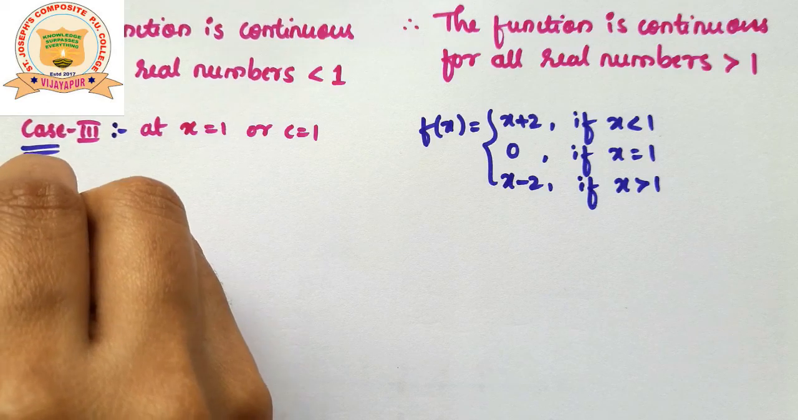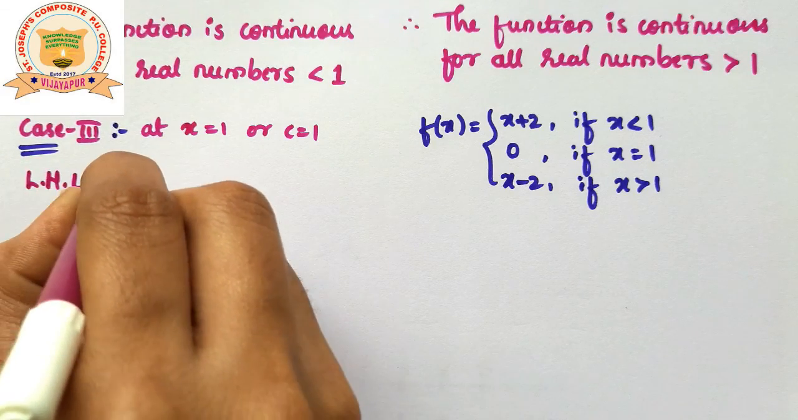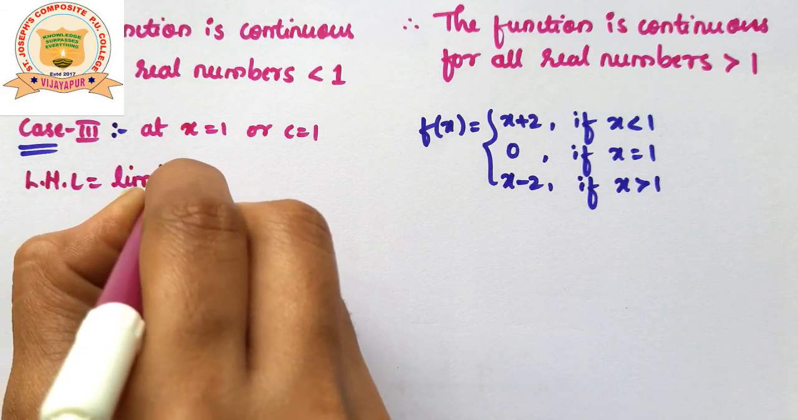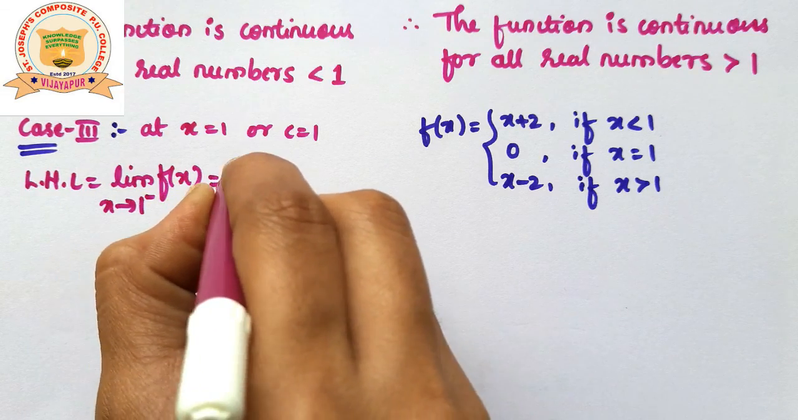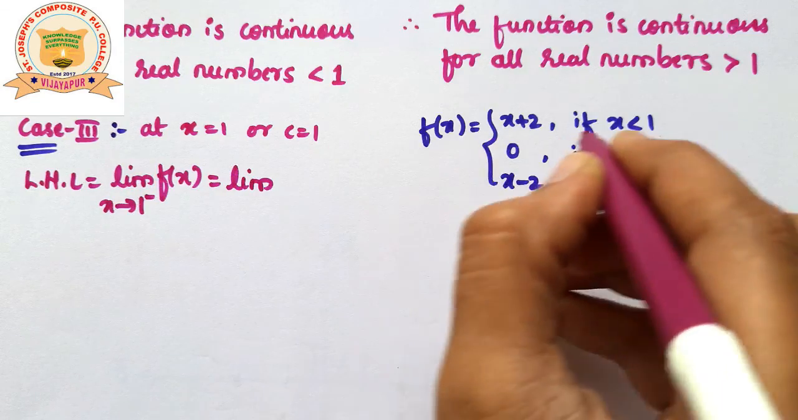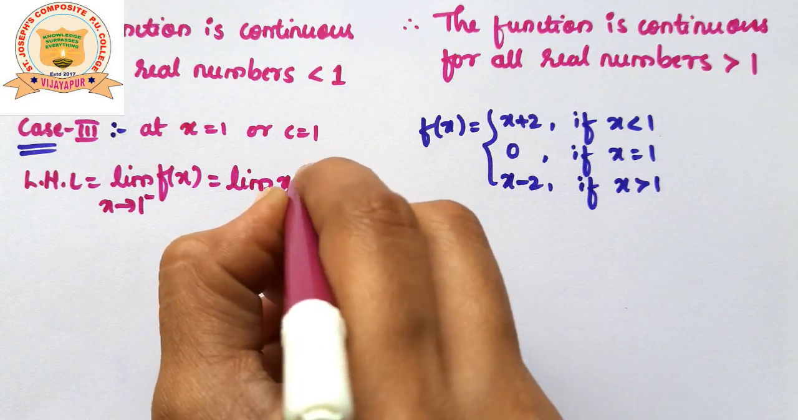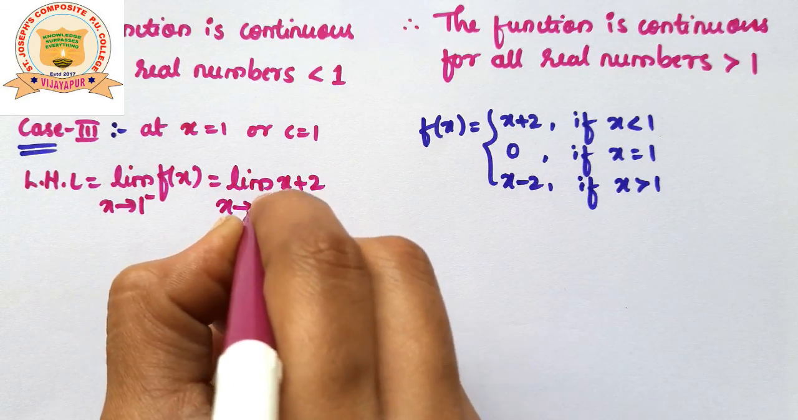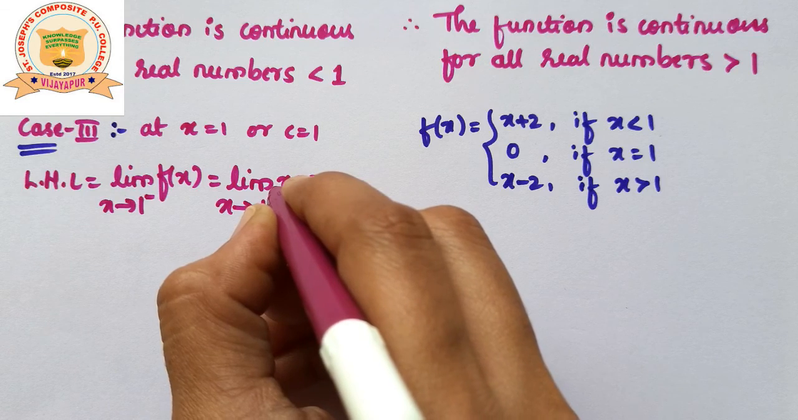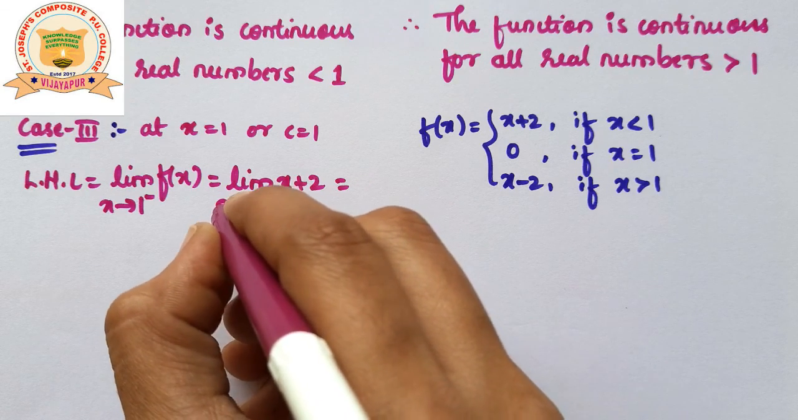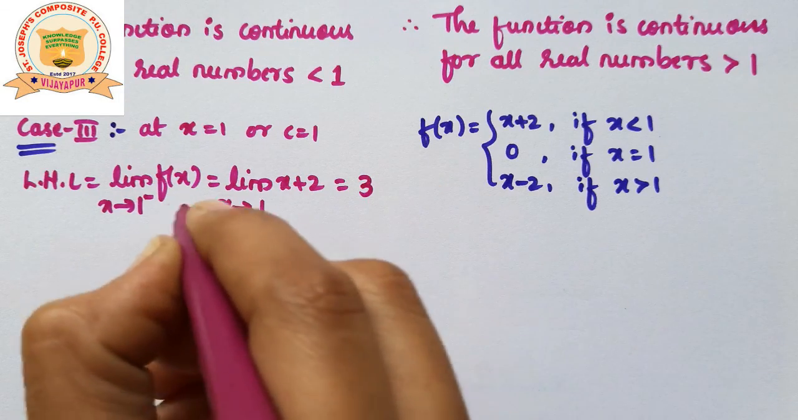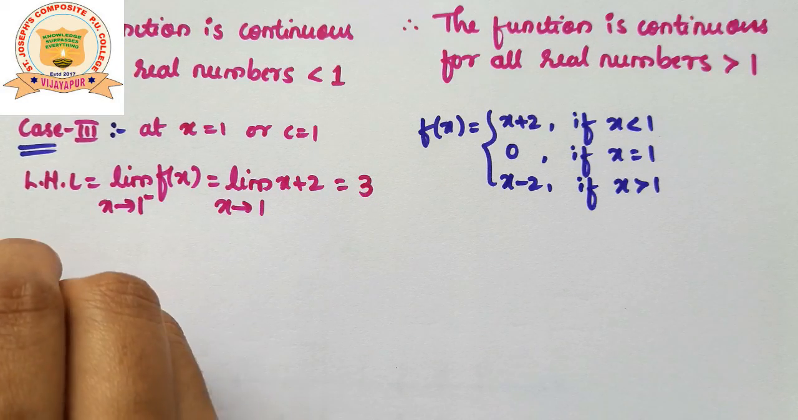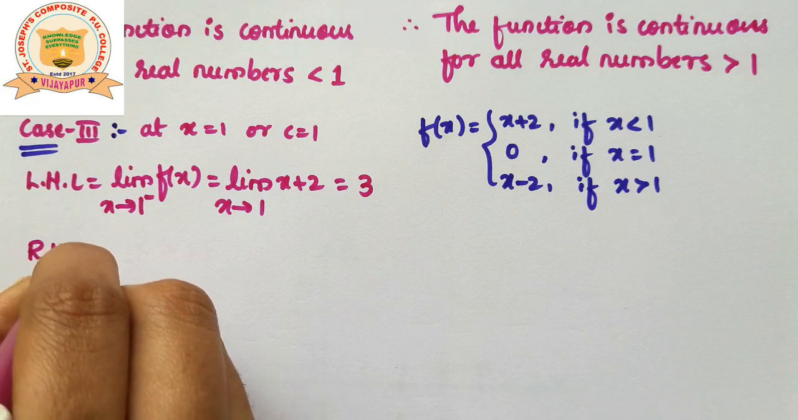First we'll find LHL. Limit of f of x as x tends to 1 minus, means less than 1. For less than 1, what is the function value? Its value is x plus 2 as x tends to 1. If you substitute x as 1, what will you get? 1 plus 2 is 3. This is the left hand limit of the given function.